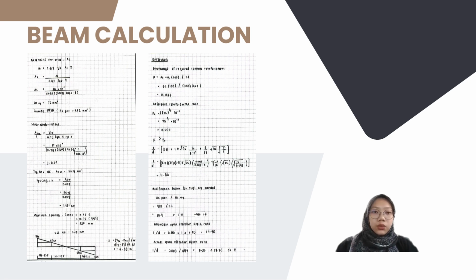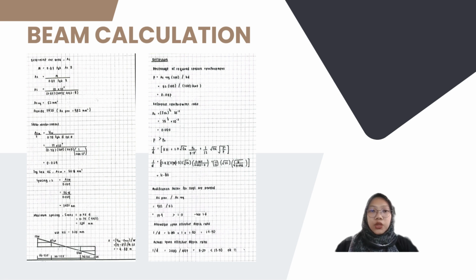Then we need to know the shear reinforcement by using formula Asw over s equals VED over 0.78 fyk d cot theta. We insert the data, then we got 0.039. Then we try the link H6 and the Asw is 56.6 mm². Then we calculate the spacing by using formula Asw over the shear reinforcement. Then we got 1451 mm. Then we continue with maximum spacing, s max, by using formula 0.75d. Then we got 335 mm.